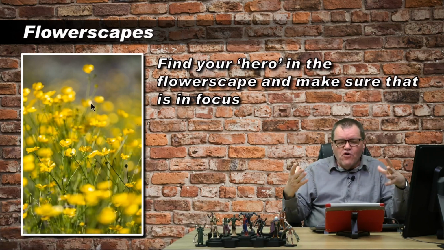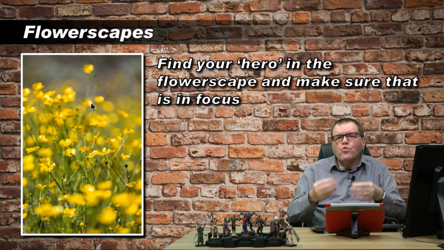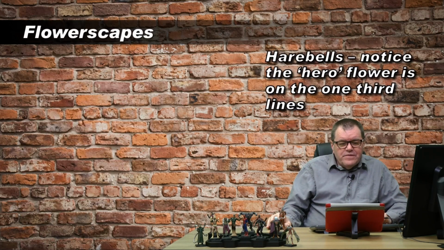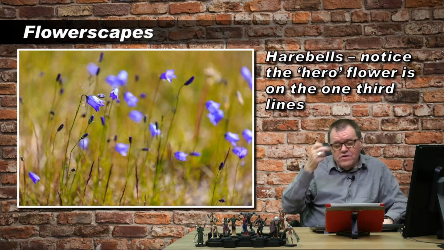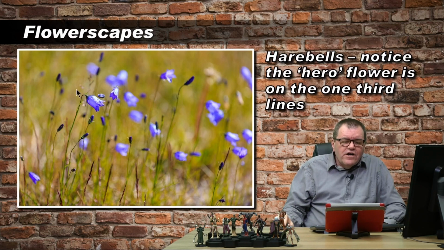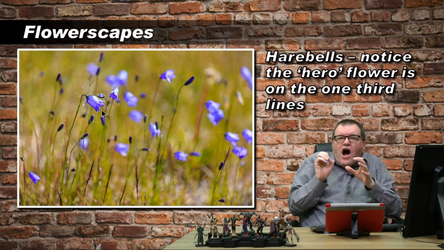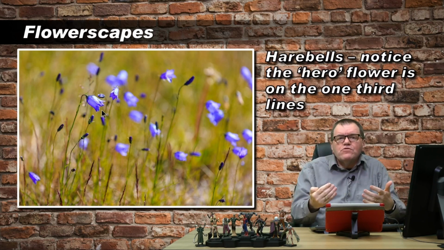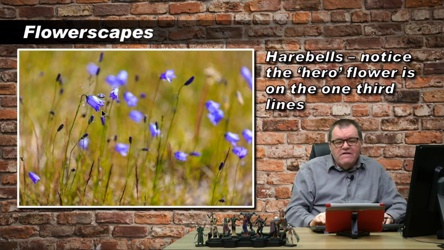So that's what you're looking for, using a shallow depth of field to isolate one flower and let the foreground and background go out of focus. So let's show you a few more on this here with some harebells, and quite clearly our hero is this one on the third line on there, where the others are going out of focus in the background, a little bit in the foreground as well, but we've got one flower that our eye is drawn to. That's our hero for the shot, and that's the sort of thing we should be looking for when creating a flowerscape shot.